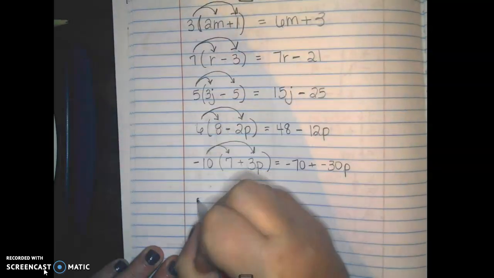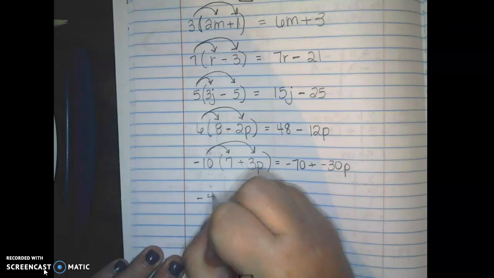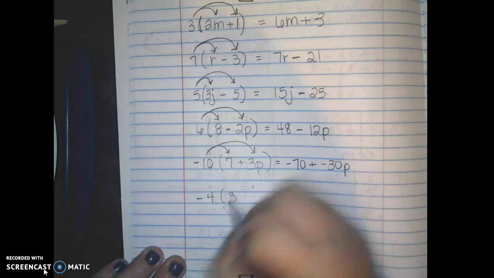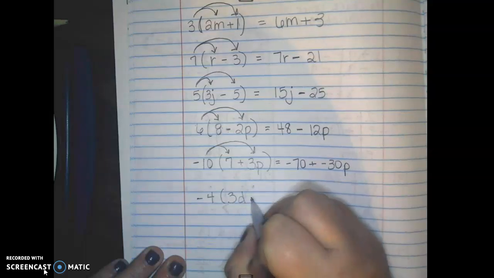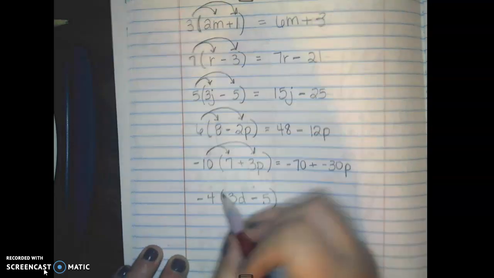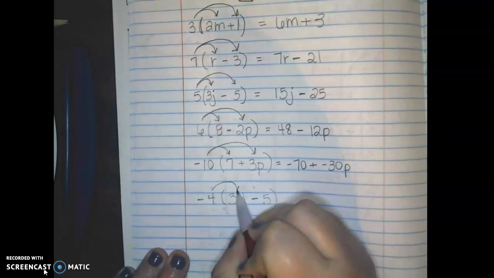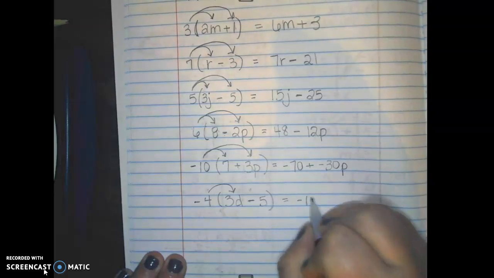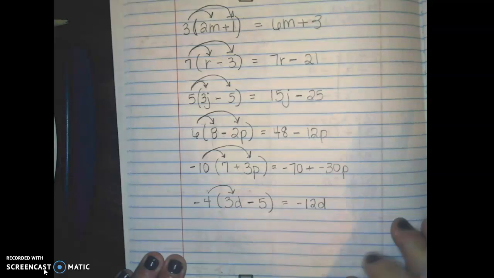Sorry, I'm having pencil issues. Negative 4, and let's do 3d minus 5. So I'm going to do negative 4 times 3d. So negative 4 times 3 is negative 12. Bring my d with me.